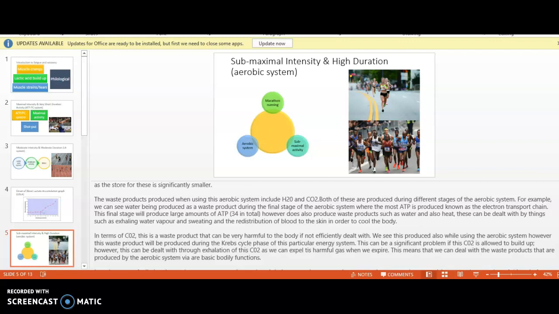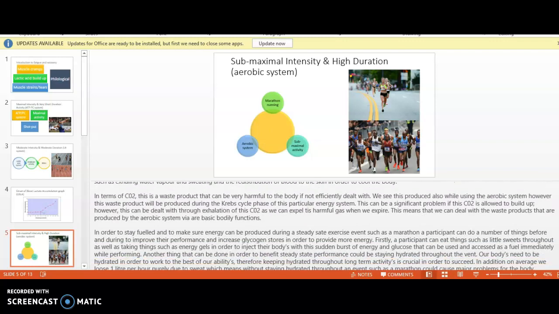However, it does also produce waste products such as water and also heat. These can be dealt with by things such as exhaling water vapor and sweating, and the redistribution of blood to the skin in order to cool down the body. In terms of CO2, this is a waste product that can be very harmful to the body if not efficiently dealt with. We see this produced also while using the aerobic system.